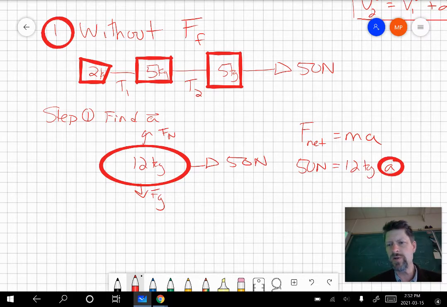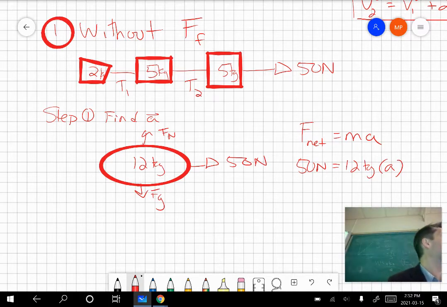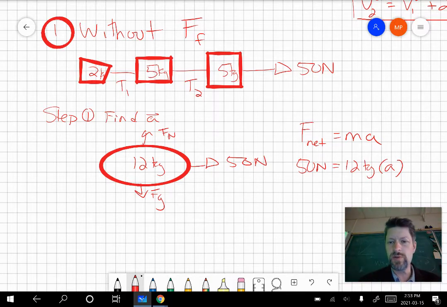So you're essentially going 50 divided by 12. And I need to just slide over and grab my calculator. Of course, you can pause this at any time and try to do the next step on your own. So 50 divided by 12 is 4.2. So I got the acceleration is 4.2 meters per second squared. All right, that's step one done. Find the acceleration of the system.